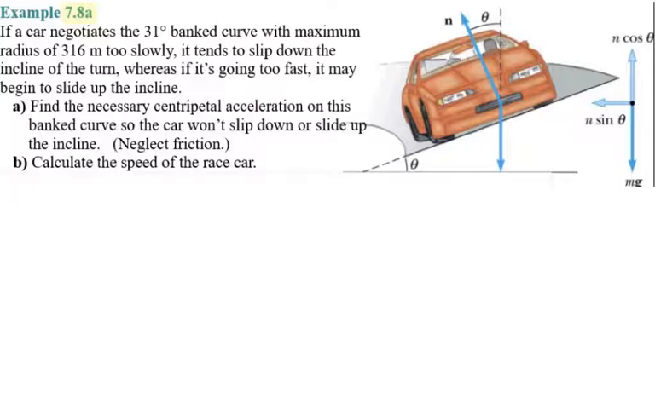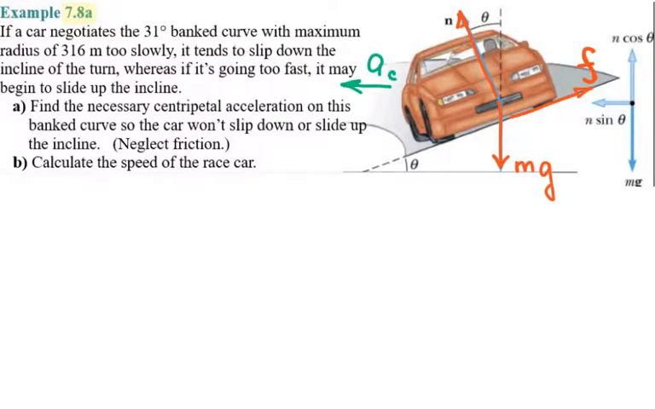So the forces we see acting on the car are the force of gravity, mg, and the normal force. And if we don't want the car to slip down or slide up the incline, let's say if it moves too slow, then it wants to slide down, so the friction force is going to be up. So I have the friction force, mg, and normal force. And it has acceleration toward the center.